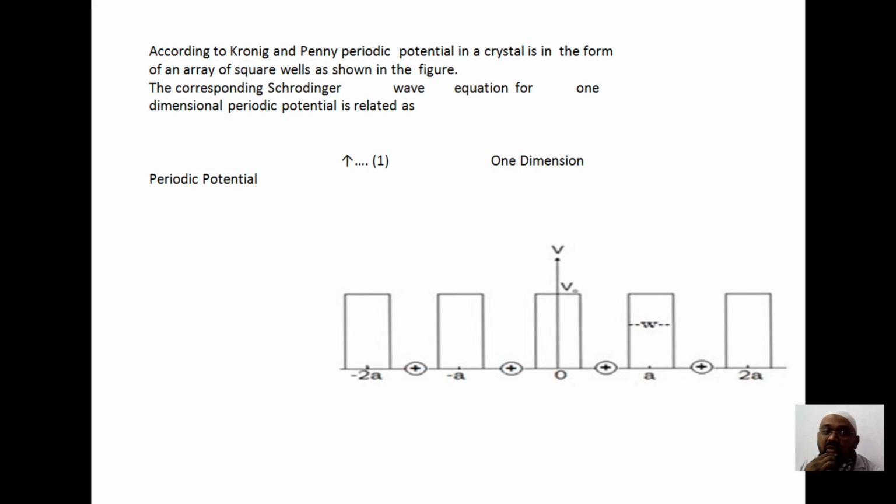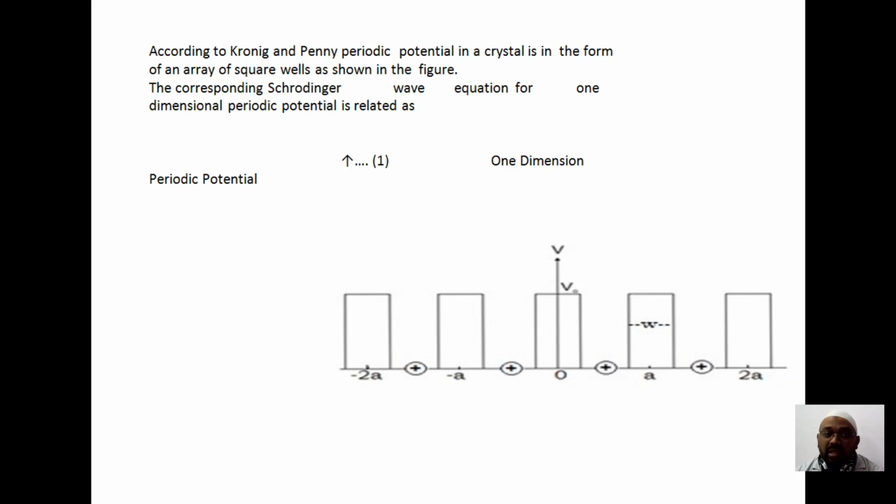Now we go to the next important topic, the Kronig-Penney model. Kronig and Penney gave their own view of what happens to the potential inside a metallic crystal, how this potential varies inside the crystal when the electron is moving. We already know that at an intermediate level the electron behaves both as a particle and as a wave.